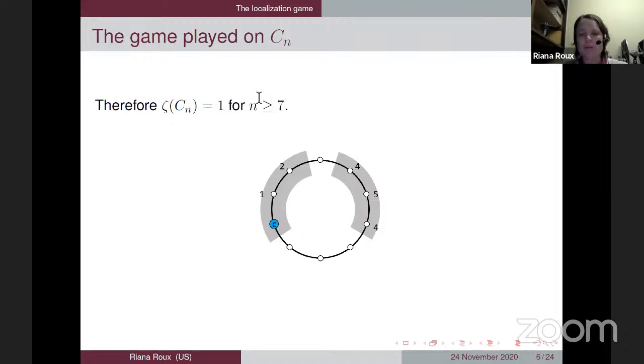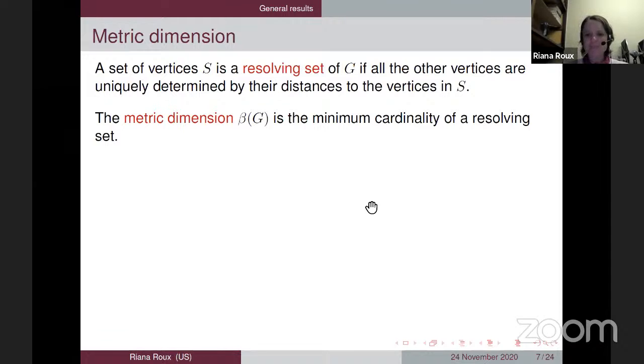So now we want to go on and see if we can find some general results on this game, some bounds and so forth. So I mentioned that this is kind of a sequential metric dimension game. So for those of you that know what metric dimension is, I'm pretty sure that you've realized this already because we are looking at vertices that can be uniquely determined by their distance to some other vertices. So let's look at the metric dimension.